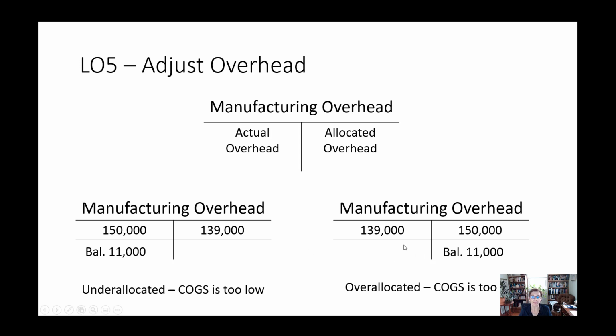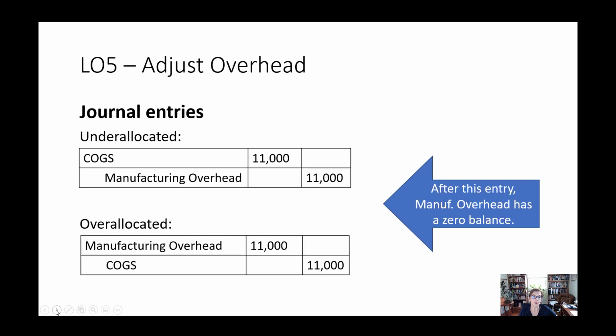The opposite happened over here on this side. Our actual overhead is $139, and our allocated overhead was $150. So we actually allocated more than what we needed to allocate, and so our cost of goods sold is too high. All right, so in this case, we are over allocated. Our cost of goods sold is too high. So let's take a look now at how we deal with this cost of goods sold too high and cost of goods sold too low.